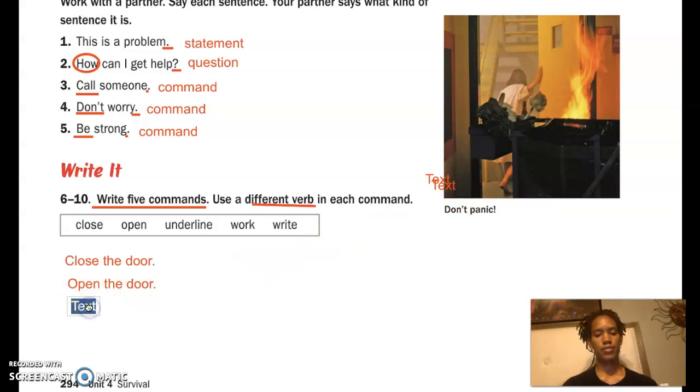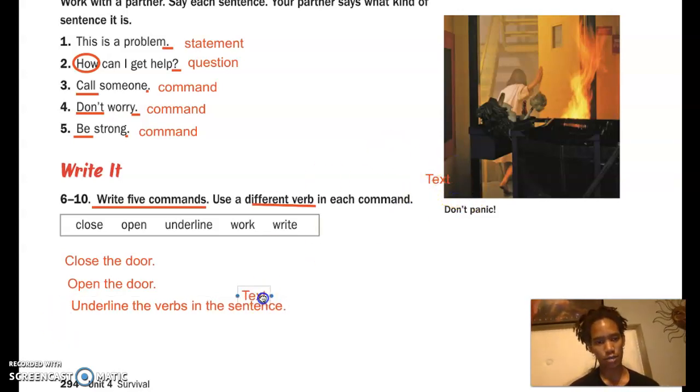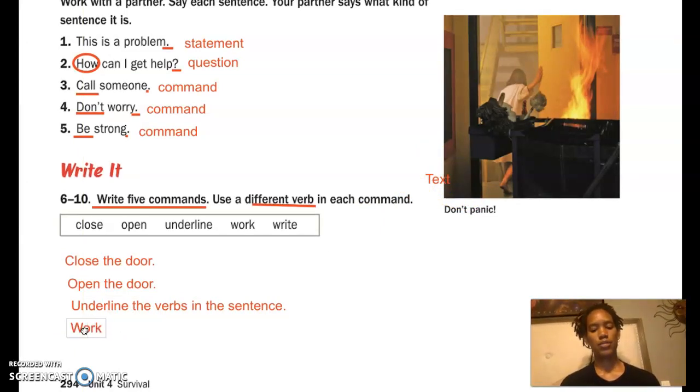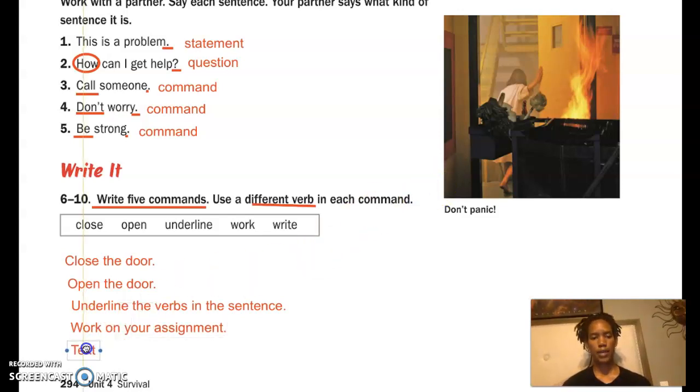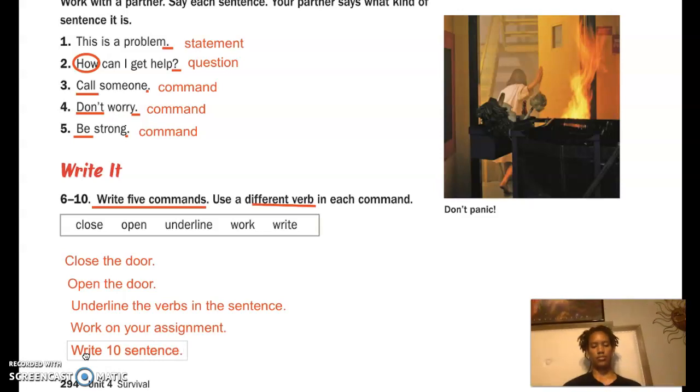Underline. Underline the verbs in the sentence. Okay. It's a command, so I end with a period. Work. Work on your assignment. Period. It's a command. Last one, write. Write 10 sentences. Okay, so here we have all 5 of our commands using different verbs.